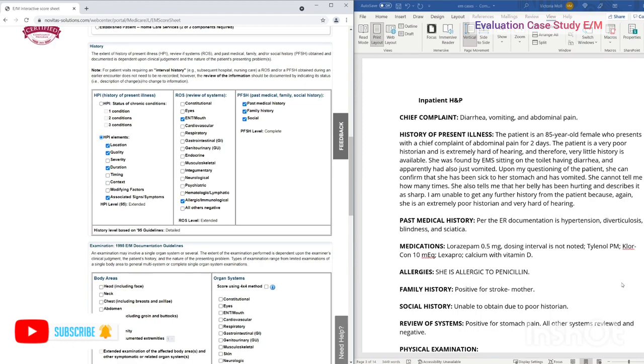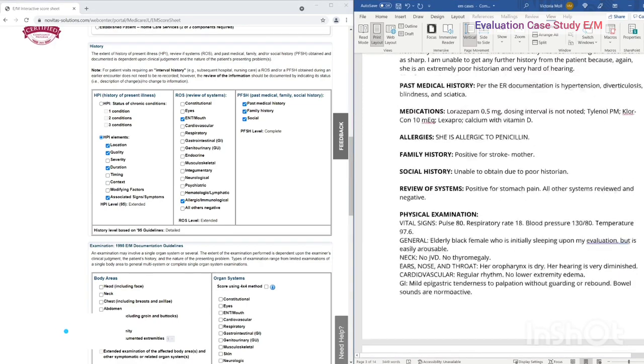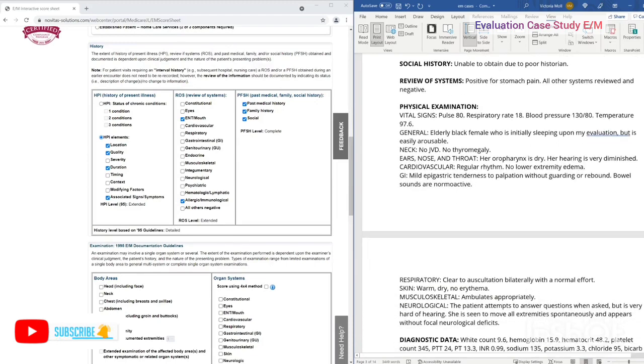It's not that they were like, oh, I'm just not going to ask the patient for their social history. They genuinely just couldn't obtain it. Now let's look at the review of systems. Review of systems says positive for stomach pain, which we have here under their GI. And all other systems were reviewed and are negative. So they got the right terminology there.